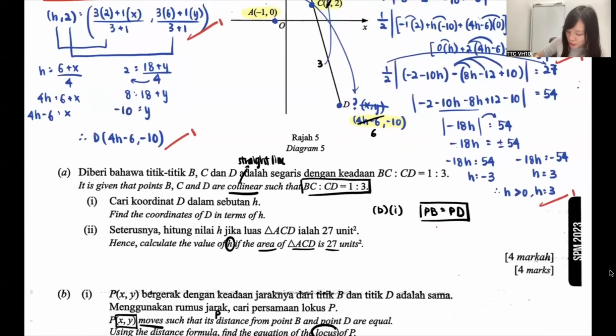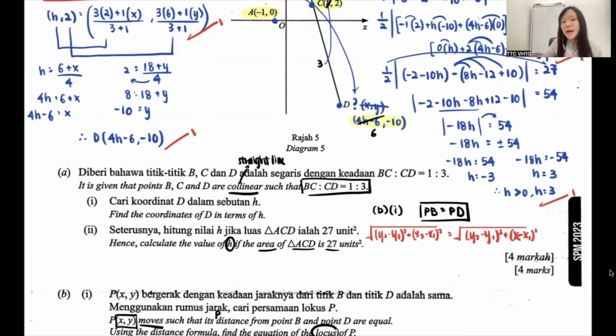So which part is using the distance formula? Of course, left side and right side. Because on the left side, you are talking about the distance for PB. On the right side, you are talking about the distance for PD. So both need to use the distance formula. Let me write down the distance formula for you guys, but SPM does not provide it. Please memorize it yourself.